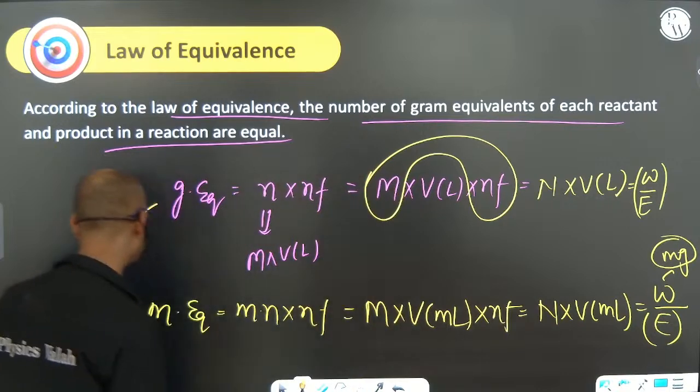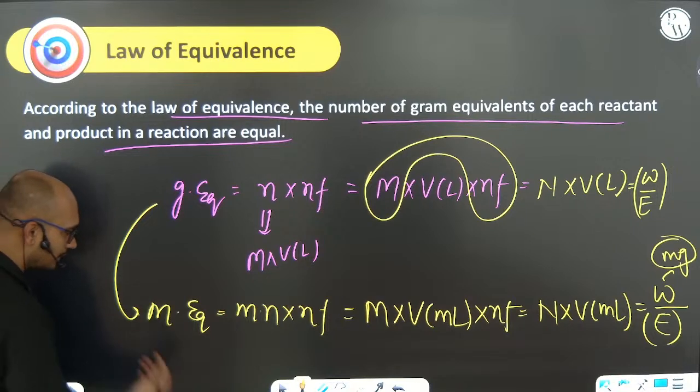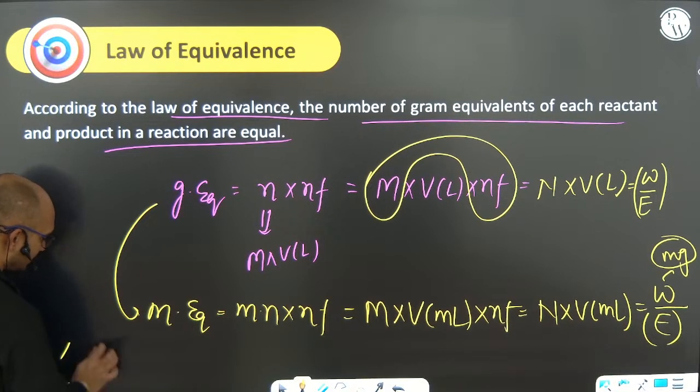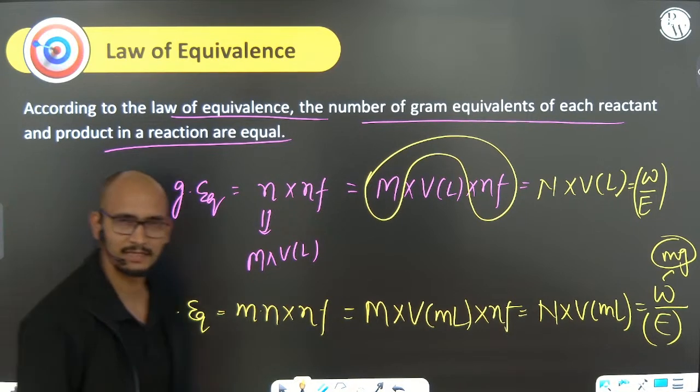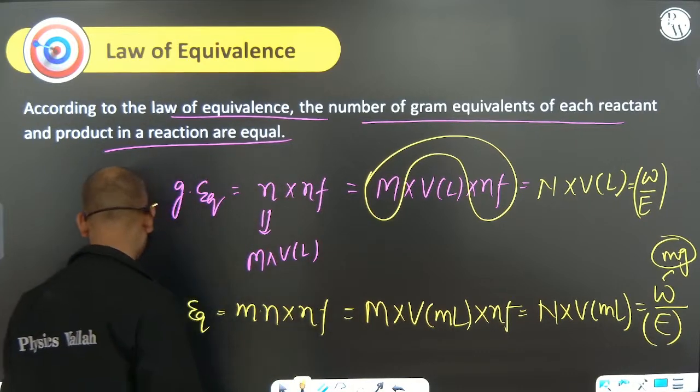Okay, so please keep in mind and always remember, 1 gram equivalent equals, or let's say some milliequivalents are given. Let's say some milliequivalents are there. So 1 gram equivalent equals 1000 milliequivalents. That's the thing you have to keep in mind.